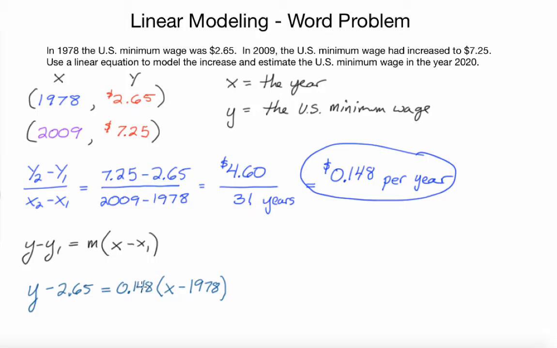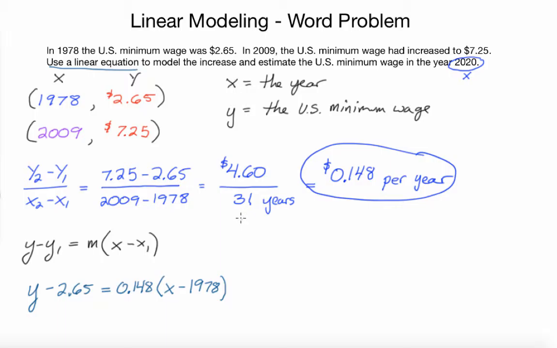So we've got a linear equation. I'm checking that off. Now we need to use the linear equation to model the increase and estimate the US minimum wage in the year 2020. So I can graph that. I could use a graphing calculator or a graphing program, put that in, get a nice graph and use it to approximate values. But the year 2020, I've already defined x as the year. So this is just a particular x value, and I can put that into my equation and solve for y.